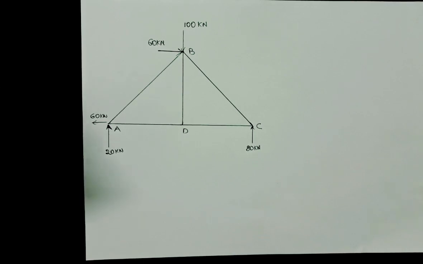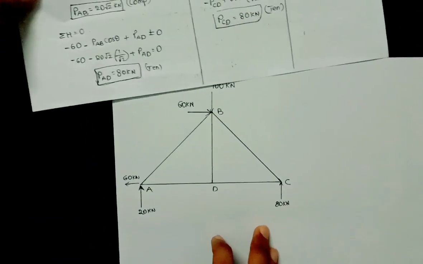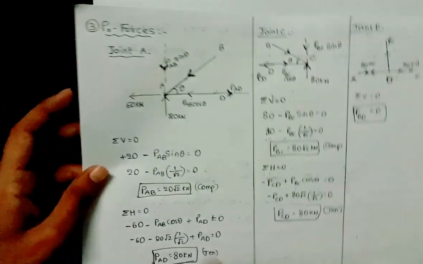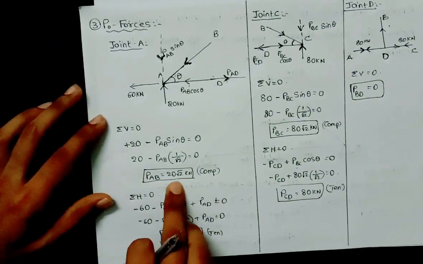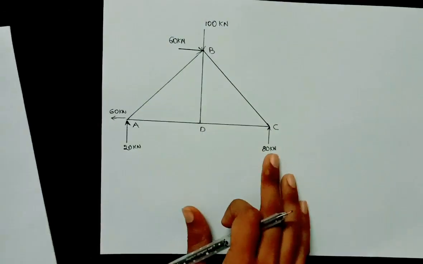After the calculation of all forces, we will place all these values in one diagram. The first one, PAB, 80 root 2 compression. So this is in compression. So PAB.